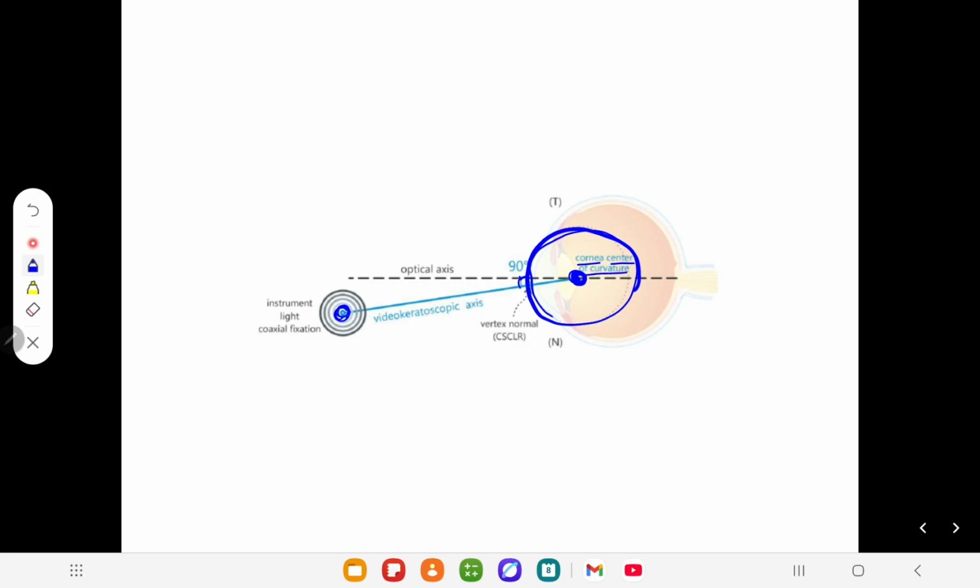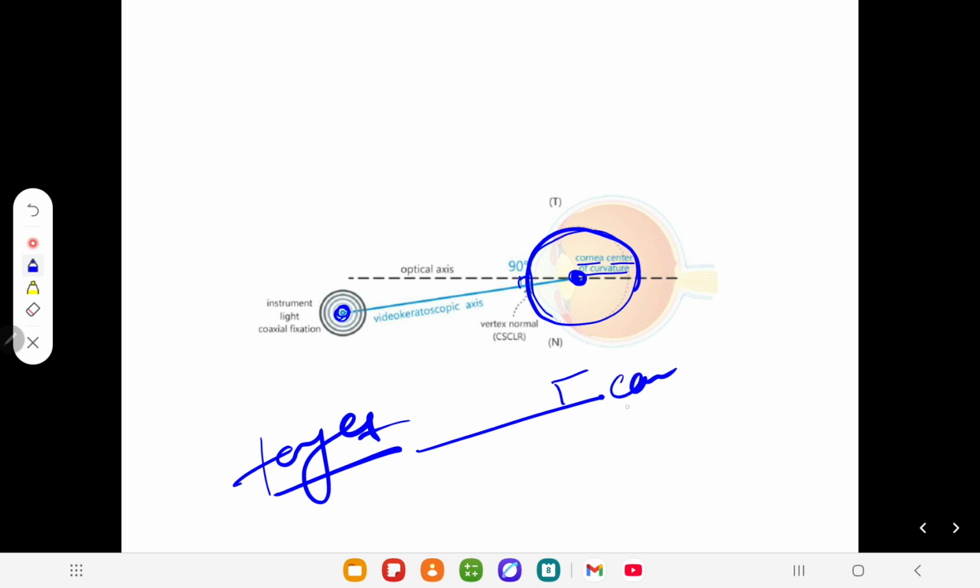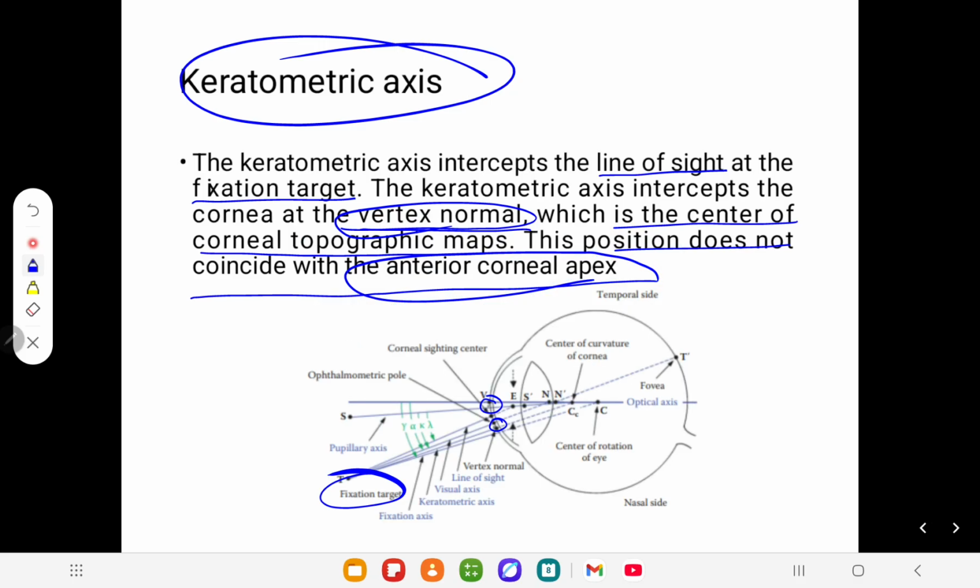So there are three things actually. First, the target, which is definitely the instrument. Second, it makes 90 degrees with the cornea. And third, it meets the corneal radius center. If we make the cornea a circle, then it should meet the corneal center of curvature, at 90 degrees here. So it's quite fascinating. Three things you have to understand, and quite complicated too, isn't it?